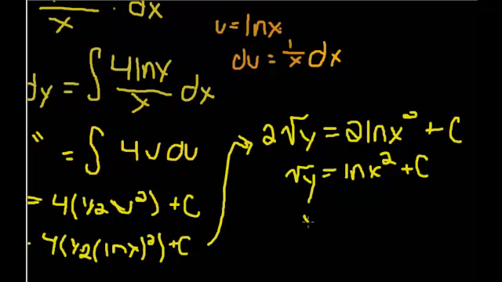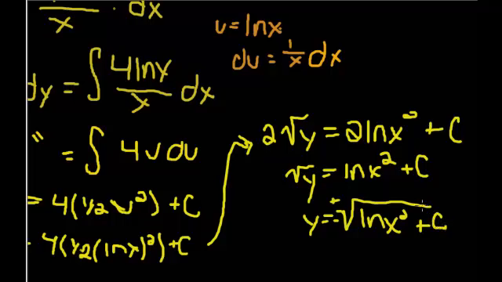And then you take the square root of both sides. So then you have y is equal to plus or minus the square root of ln x squared plus c. So there you go. There's the equation, and that's basically it.